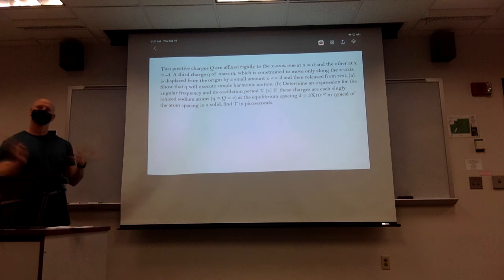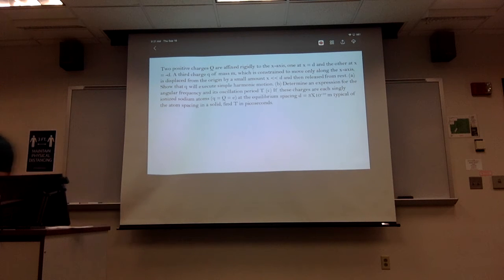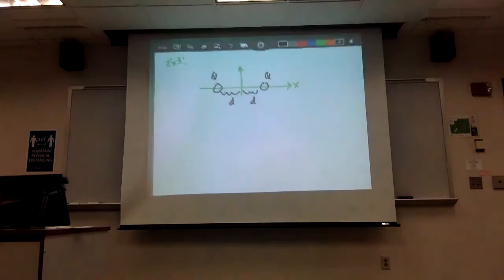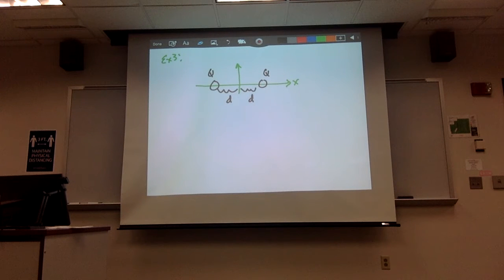And then let it go. And we want to know what happens. So let's draw the picture. I'm going to take my small other particle, draw it here. This is Q. And I'm going to move it a little tiny distance here. We call that the distance x. But we're told that x here is much, much less than d.